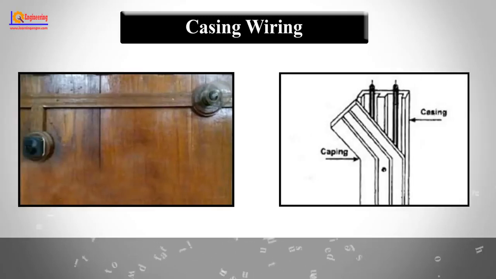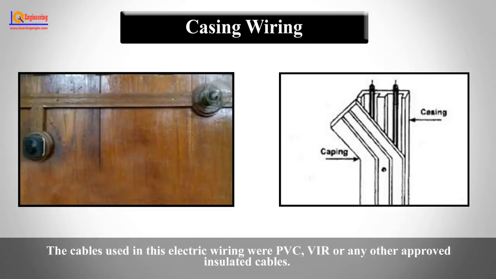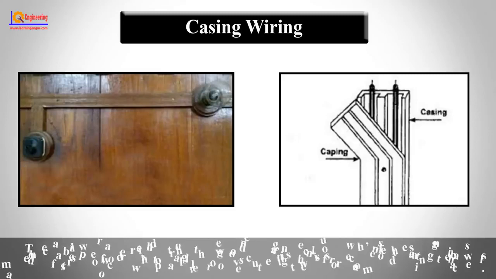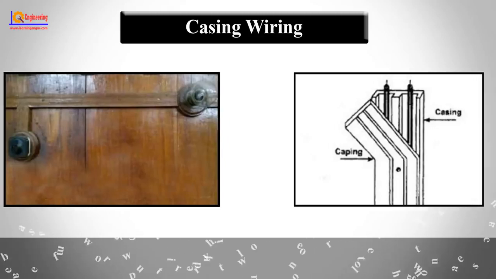Casing wiring. It was quite popular in the past, but it is considered obsolete these days due to the popularity of the conduit wiring system. The cables used in this electric wiring were PVC wire or any other approved insulated cables. The cables were carried through wooden casing enclosures, where the casing was made of a strip of wood with parallel grooves cut lengthwise for accommodating the cables.